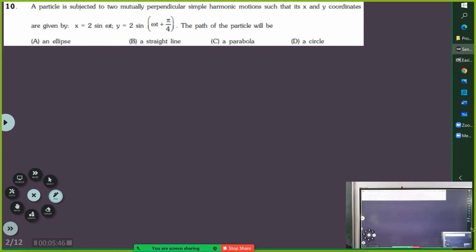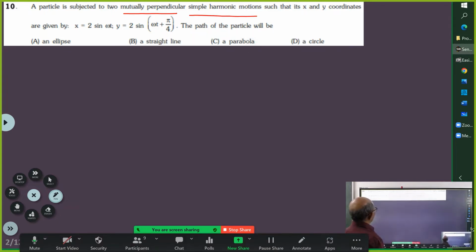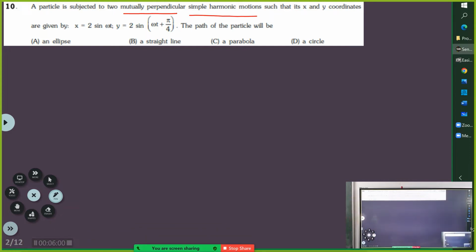A particle is subject to two mutually perpendicular simple harmonic motions. See, you have to mark every word, very important. Mutually perpendicular simple harmonic motions, such that x and y coordinates are given by so and so. So try to understand this problem first. That means it is acted upon by two forces which are mutually perpendicular to each other, and they are acting on the same particle. I hope you understood the situation.